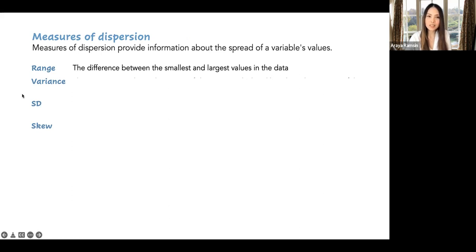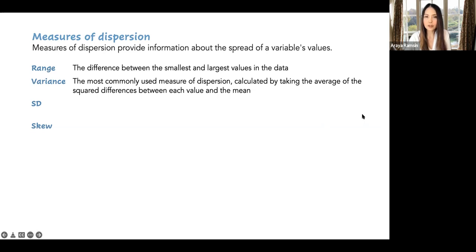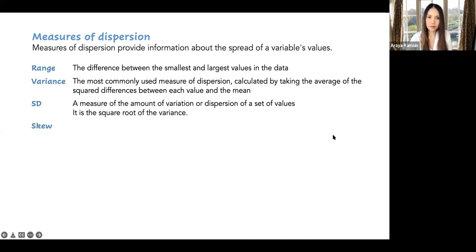Okay, so let me just give you the definition of each one first, and then we'll look at some examples. And then variance, what does it mean by variance? Variance refers to the most commonly used measure of dispersion, calculated by taking the average of the squared differences between each value and the mean. Like I said previously, thank goodness we don't have to calculate all this by ourselves. The program would do all this for us. We just have to know what they are. And then SD or standard deviation refers to a measure of the amount of variation or dispersion of a set of values, and it is the square root of the variance.